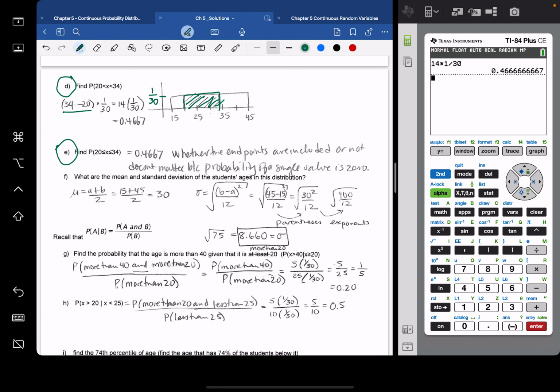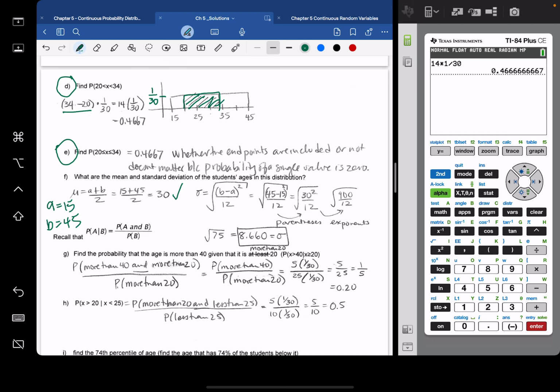Mu is equal to A plus B. So recall that A was 15, B was 45. So mu is A plus B divided by 2. Add first, get 60 divided by 2 is 30. So the average student in that distribution is 30 years old. And then the standard deviation, B minus A parentheses squared. So we do our parentheses, get 30. Exponents next. 30 squared is 900. 900 divided by 12 gives me 75.